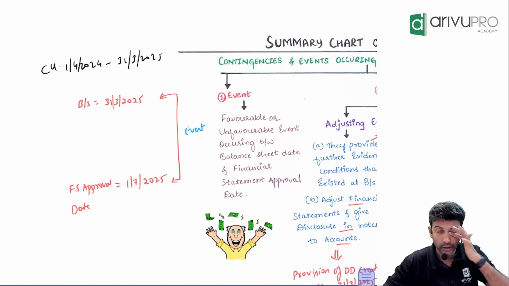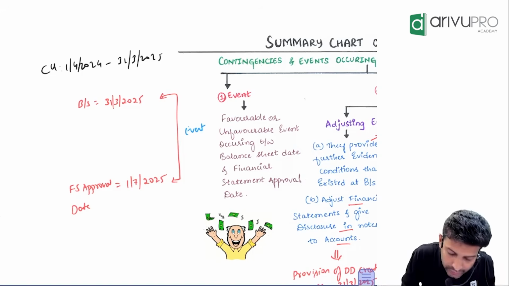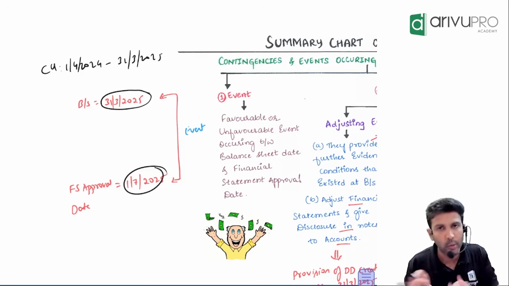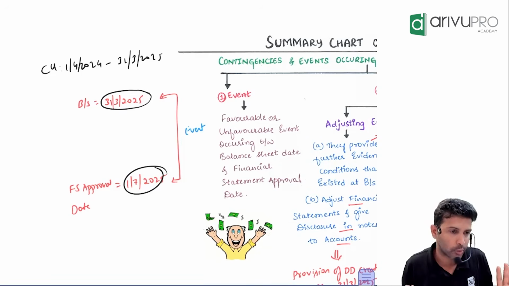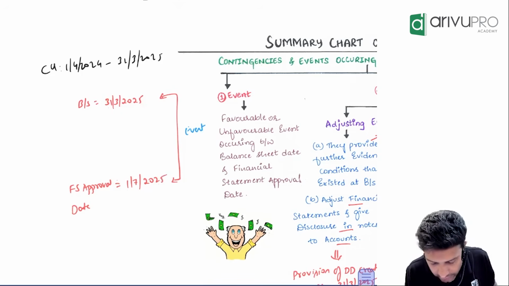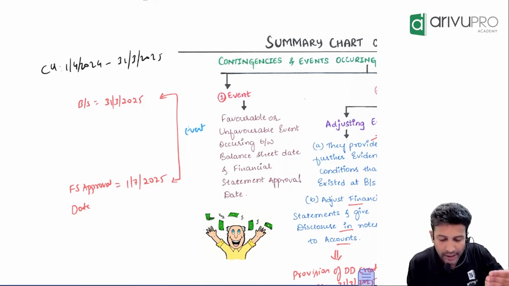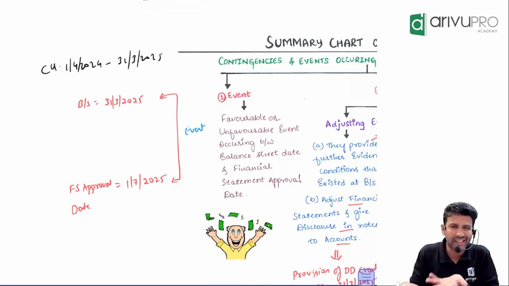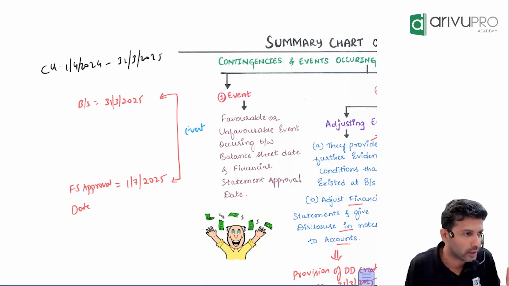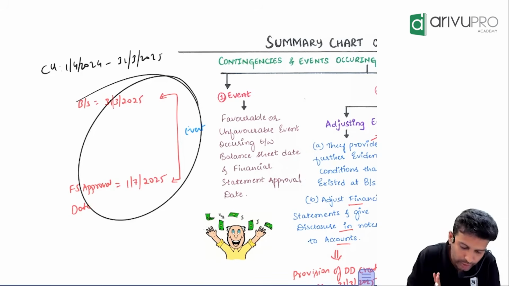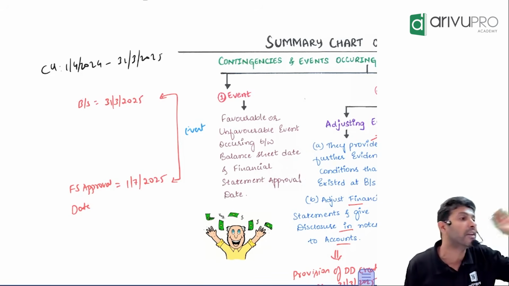So AS4 targets what now? Any major event that occurs between this period will only come under the scope of AS4. So it is always 1st July, sir? No. It is not the date. It is the words. What are the words? Balance sheet date and financial statement approval date. In my example, the financial statement approval date is 1st July. It could be anything. It could be 1st May also. So between this window, if it happens, then it becomes an event.